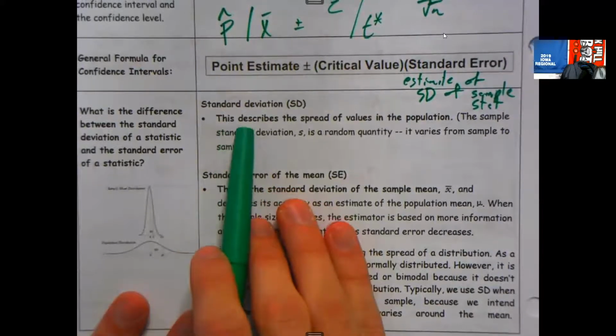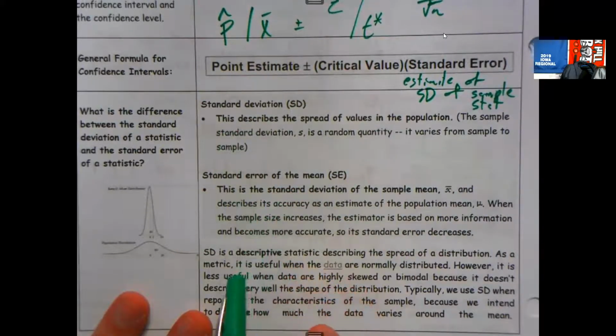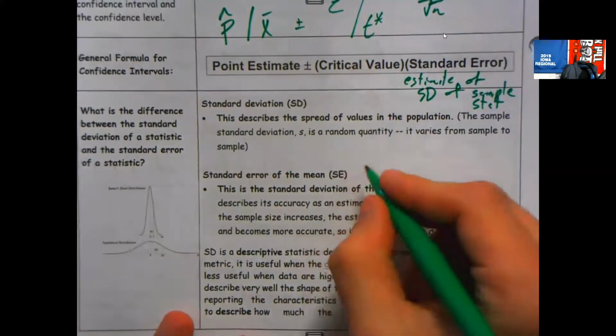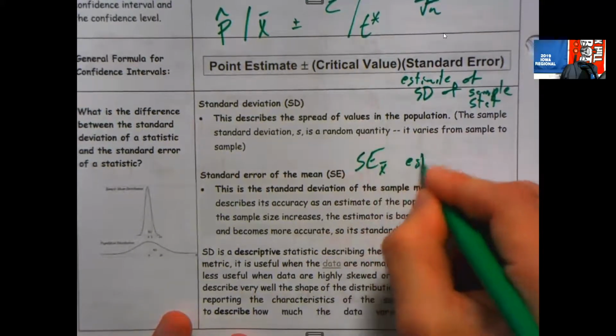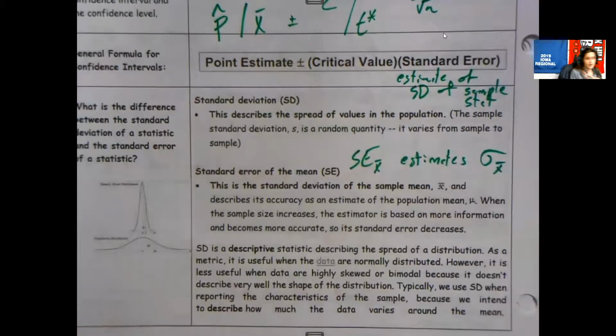The standard deviation, we know about spread. Standard error of the mean, this is our estimate of sigma x bar. SE of x bar estimates sigma of x bar. So that's where we're going.